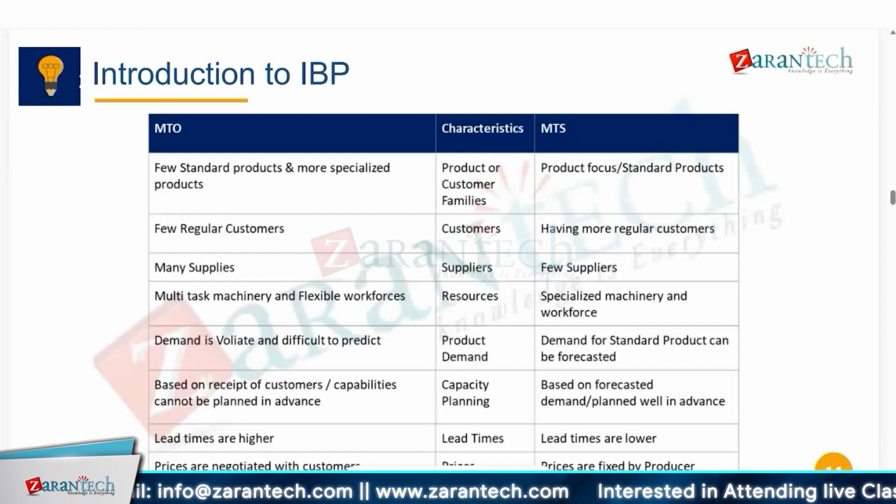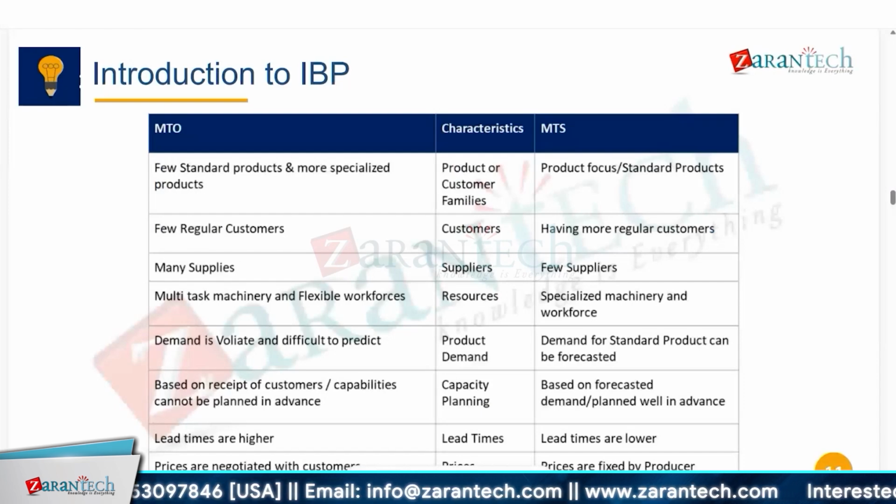So I thought of putting up something on paper to try to differentiate between the MTO, that is made to order, and MTS, that is made to stock. In this spreadsheet, on the left hand side you see MTO, that is made to order, and on the right hand side you see MTS, and in the center you see the characteristics. How MTO and MTS functionality differs with the characteristics is what we are trying to understand in this slide.